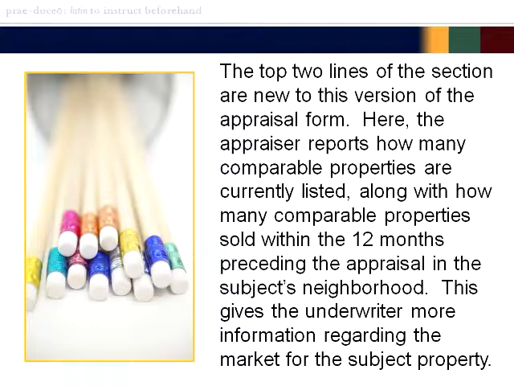Here, the appraiser reports how many comparable properties are currently listed, along with how many comparable properties sold within the last 12 months preceding the appraisal in the subject's neighborhood. This gives the underwriter more information regarding the market for the subject property.